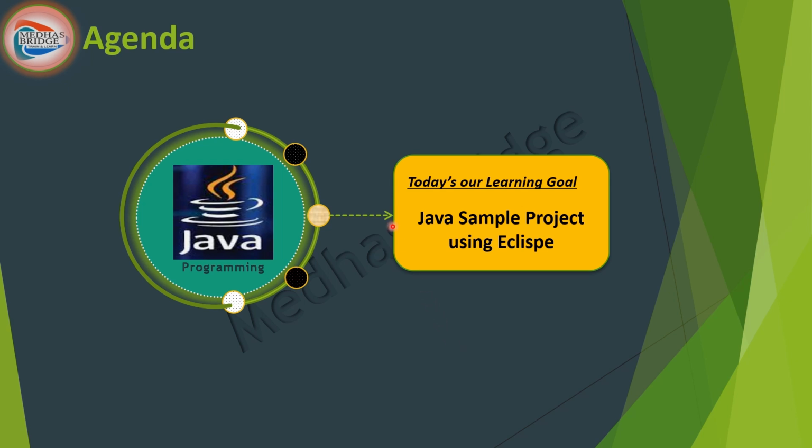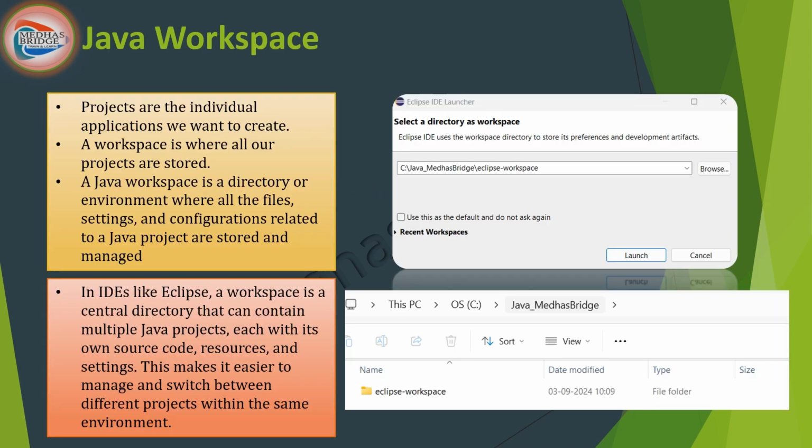Here is our today's agenda. Projects are individual applications we would want to create. A workspace is where all projects are stored. When you are creating a project, you are creating it in that workspace.